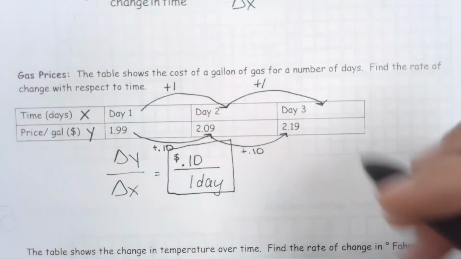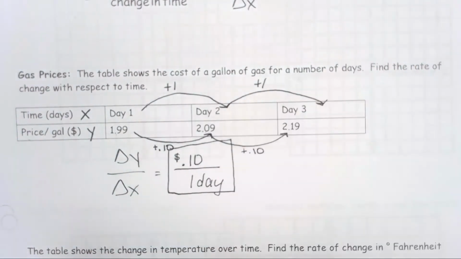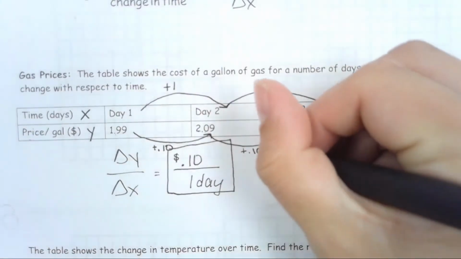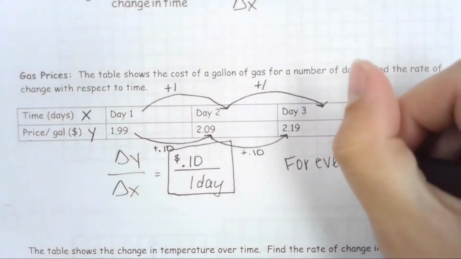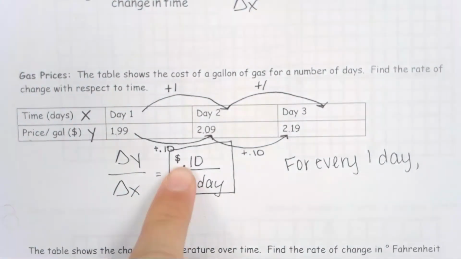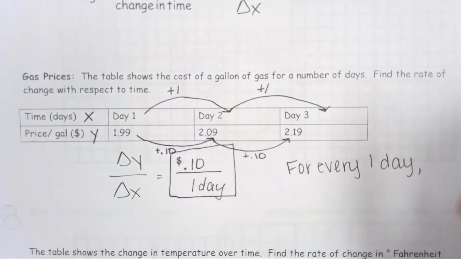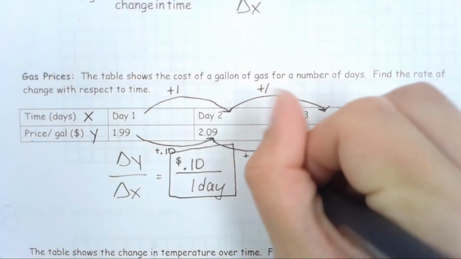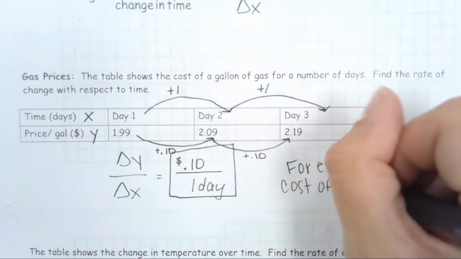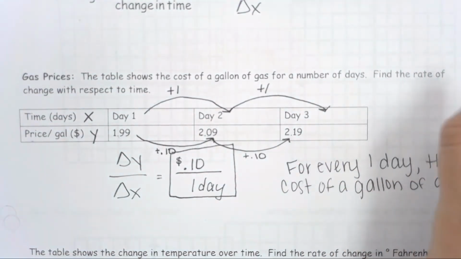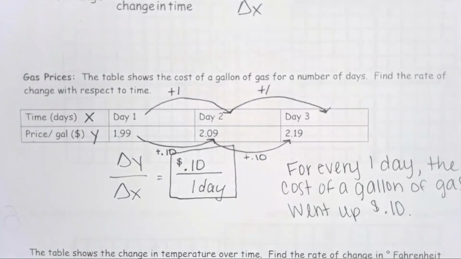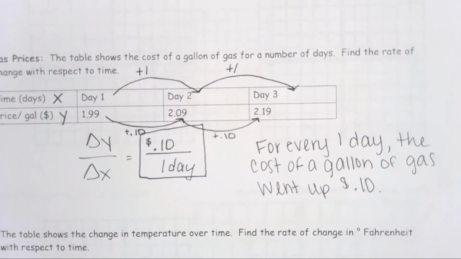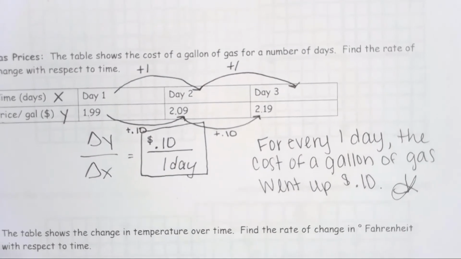And just to practice, if I said explain this rate of change in the situation, remember you're going to start it as for every, and then look at your x value. So for every 1 day, what happened? The cost of the gallon of gas went up 10 cents. So this stuff is on your quiz. So just make sure you guys remember how to explain your slope.